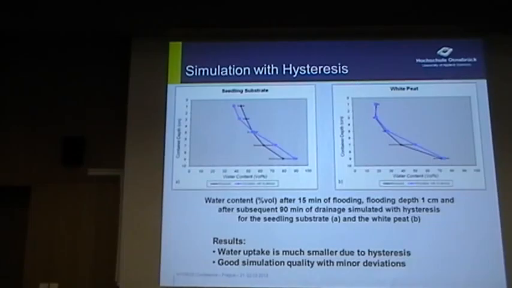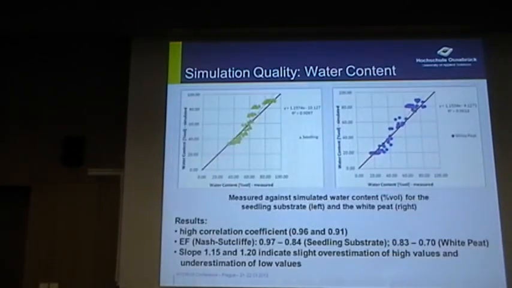Then again we used Hydrus with hysteresis and the changing alpha, and well, great success. It looked very nice for the white peat, and relatively nice for the seedling substrate. So the result is that the water uptake is much less due to hysteresis, and that must be considered if you look at growing media. And we had relatively good simulation quality. This is again a plot of simulated against measured, and we had high correlation coefficients for the water content which we measured.